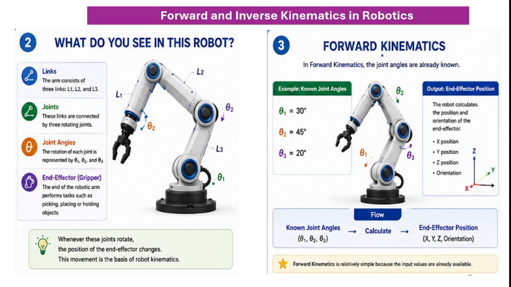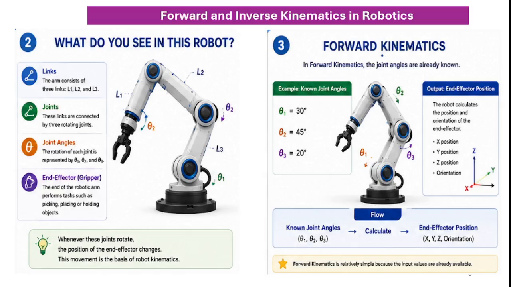Now let us understand what forward kinematics is. In forward kinematics, the joint angles are already known. For example, theta 1 equals 30 degrees, theta 2 equals 45 degrees, and theta 3 equals 20 degrees. Using these joint angles and the length of the links, the robot calculates where its hand or end effector will be. The final output is the position in x, y, z coordinates along with the orientation of the gripper.